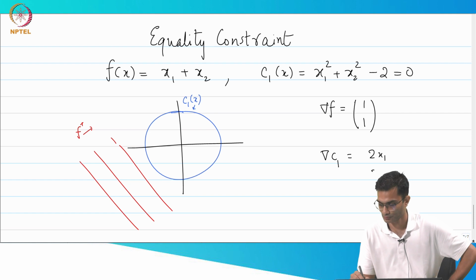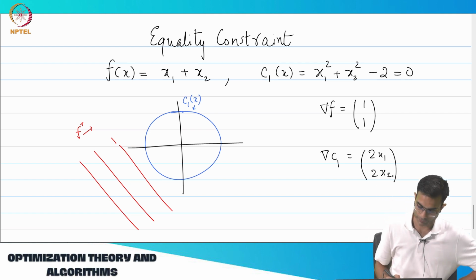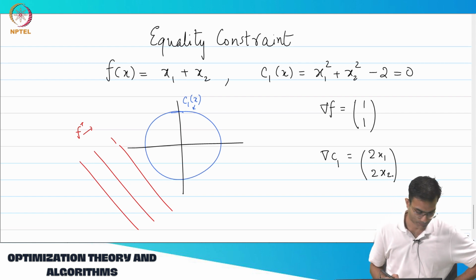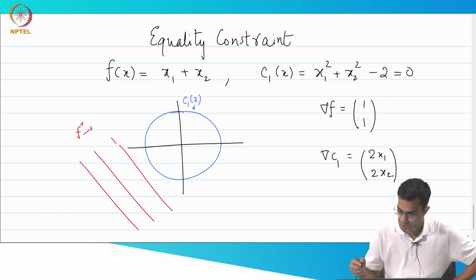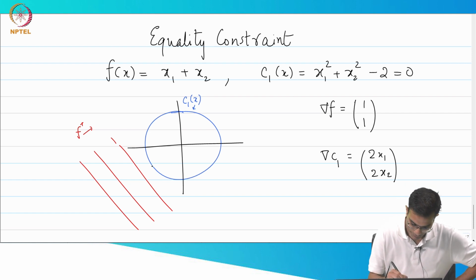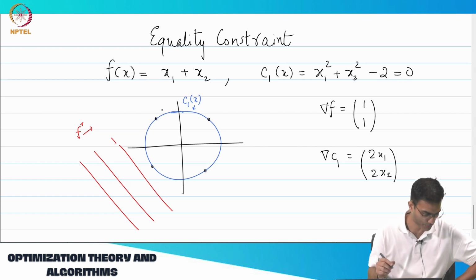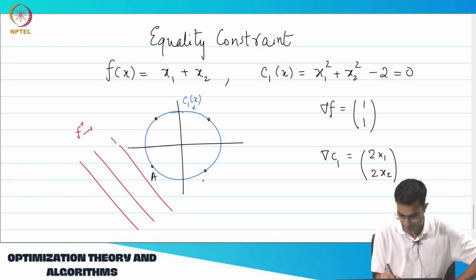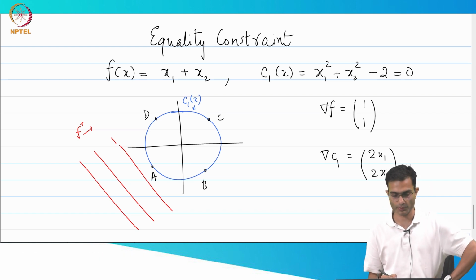2x1, 2x2. Okay. So, let's save this first of all. Let's identify a few typical points on this graph that are interesting. Okay, so I've taken a few points over here, A, B, C, D. Okay, I've taken these points over here.